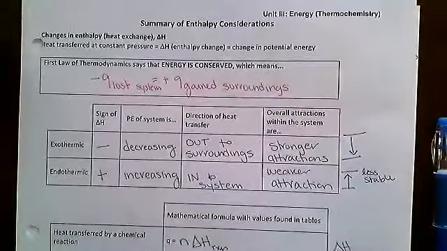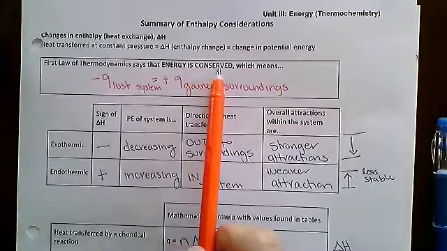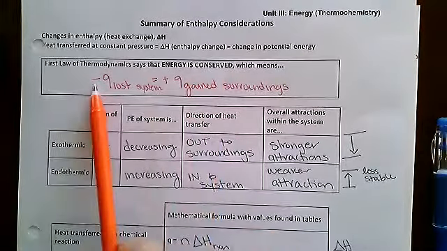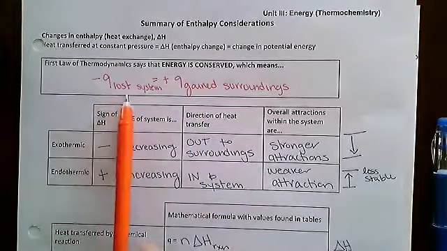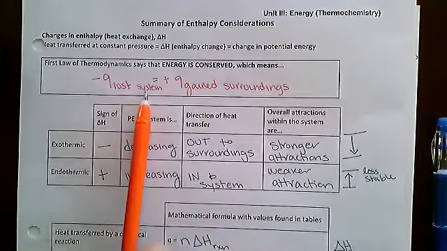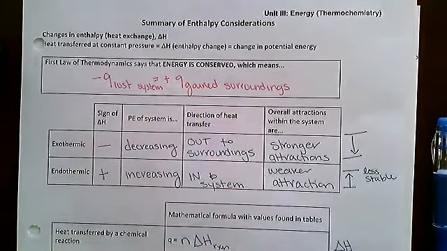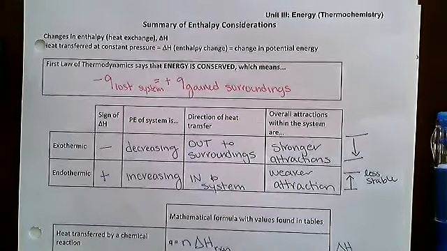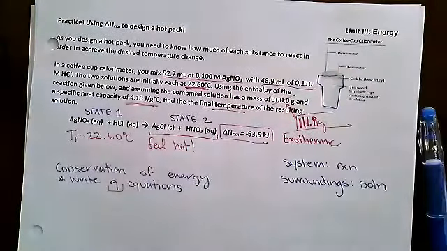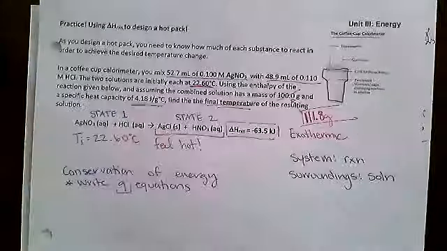Q is heat. So remember, whenever we're talking about energy conserved, we put a negative if something is losing heat, like if the system is losing heat, and a positive if heat is gained by the surroundings, because heat can't be created or destroyed, just like energy can't be created or destroyed. It has to be transferred.